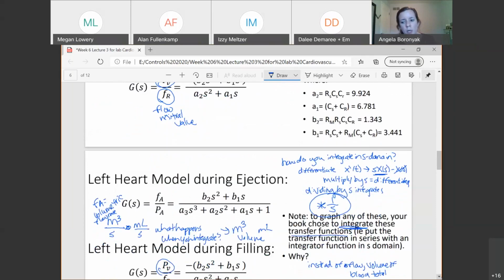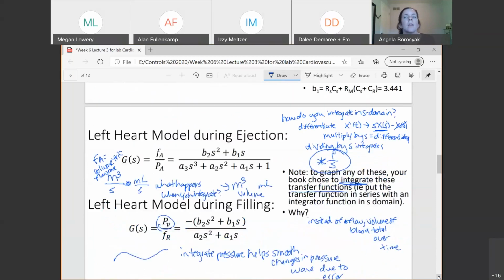One thing to note, these equations came from a research model from your lab book, if you did look at that. I'm trying to explain it so you don't have to look super closely at the lab book, but you can use it for reference if you'd like. Your book chose to, once they defined each of these transfer functions for during ejection and during filling, integrate them. Remember we said integrating is the same as dividing by s in the s domain. If you differentiate, you multiply by s. So if you divide by s, you integrate. So they really take each of these transfer functions and multiply them by a big fat 1 over s.